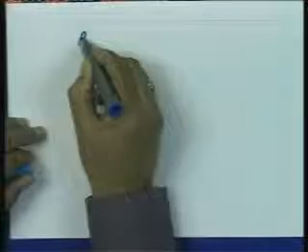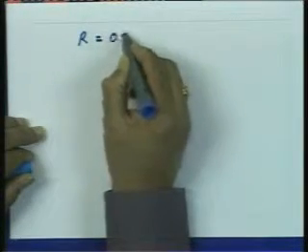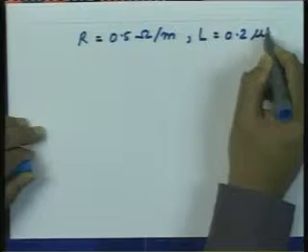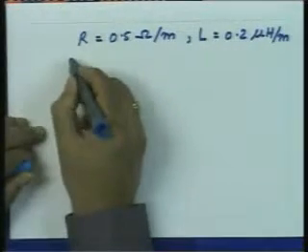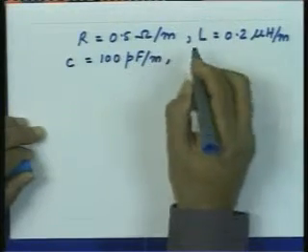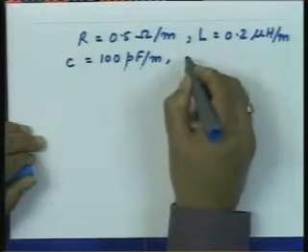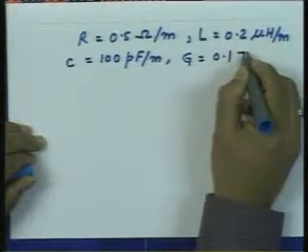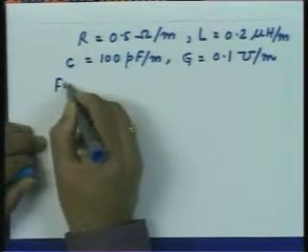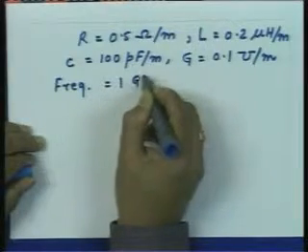Let us take a simple problem so that we can get a feel for these parameters. Let us say I have a transmission line having the primary constants R equal to 0.5 ohms per meter, L equal to 0.2 microhenry per meter, the capacitance per unit length C equal to 100 picofarad per meter, and the conductance G equal to 0.1 mhos per meter, and let us say the frequency of operation is 1 gigahertz.